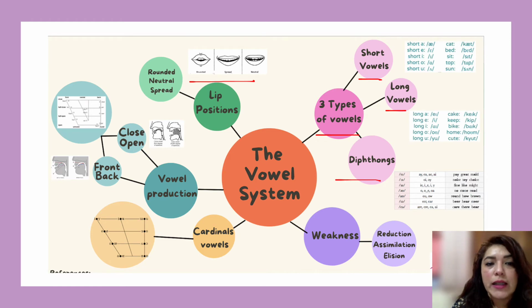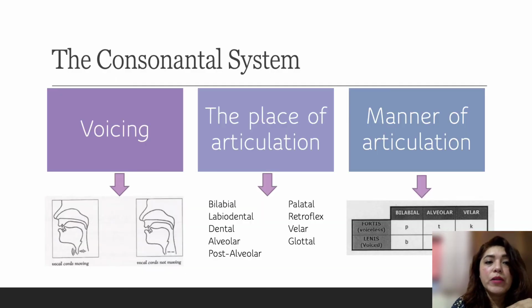Also we have here the cardinal vowels, and according to that we talk about reduction, assimilation, and elision. An interesting chapter that we study here is the consonantal system. The consonantal system, we know, is divided into voicing, the place of articulation, and the manner of articulation.